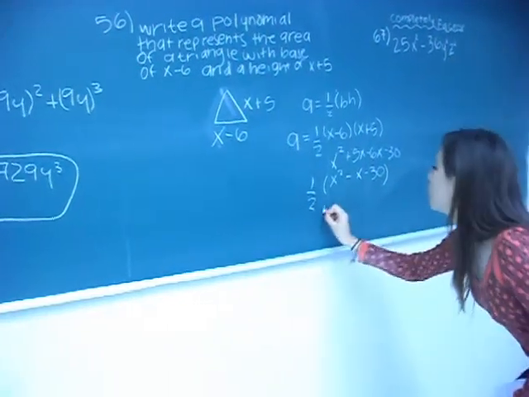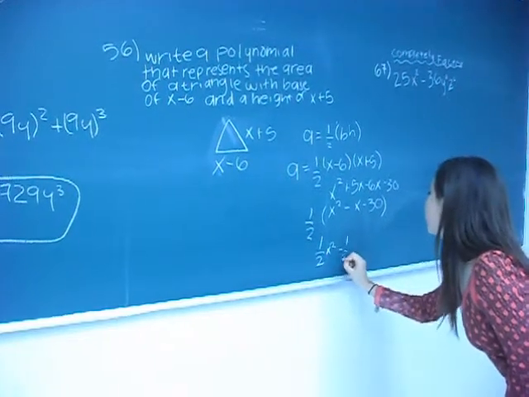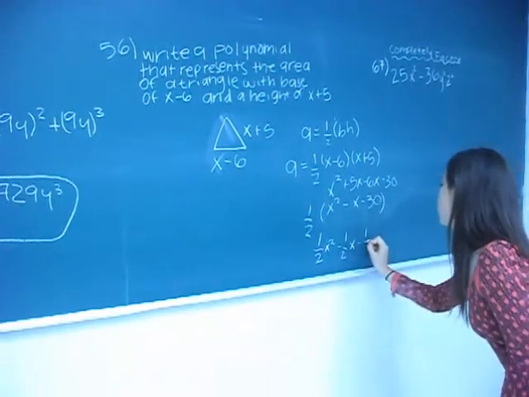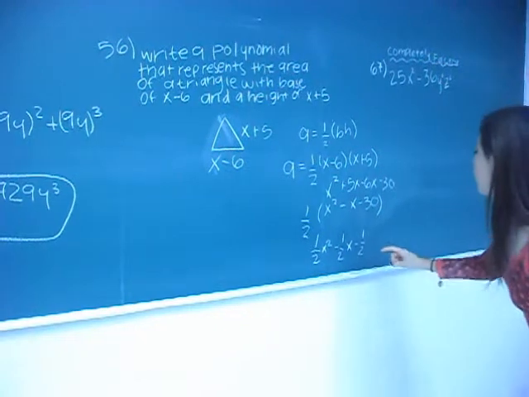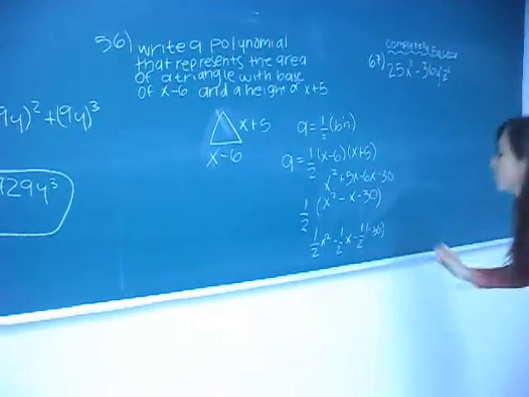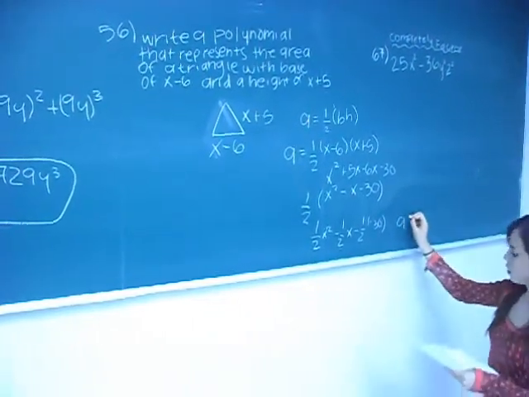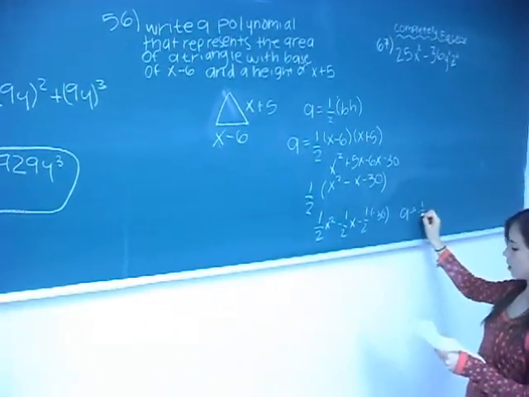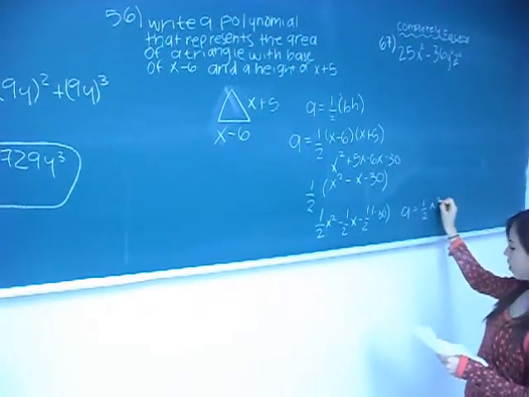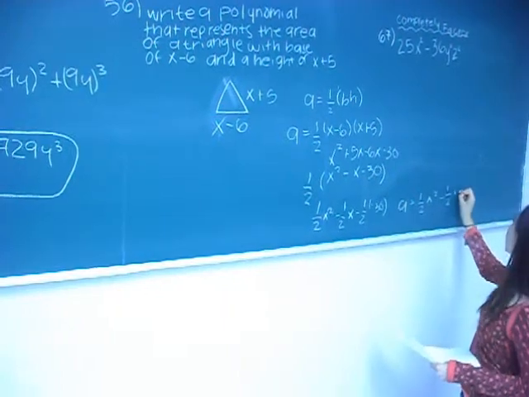And you get 1/2 of x squared minus 1/2 of x minus 1/2 times negative 30. And your answer will be, the area is 1/2 of x squared minus 1/2 of x minus 15.